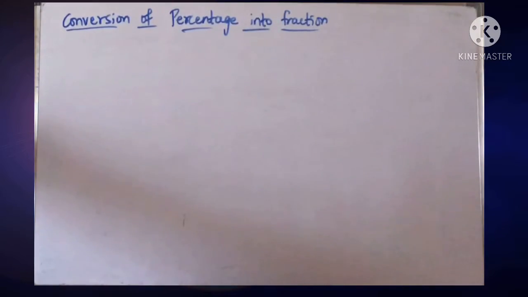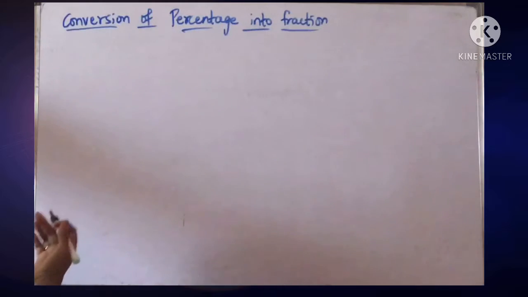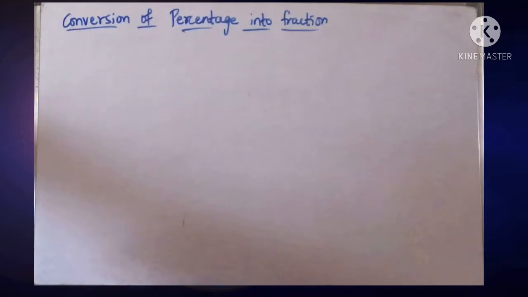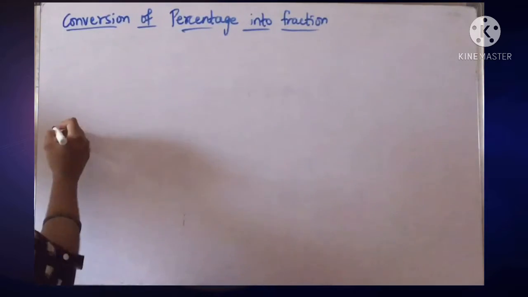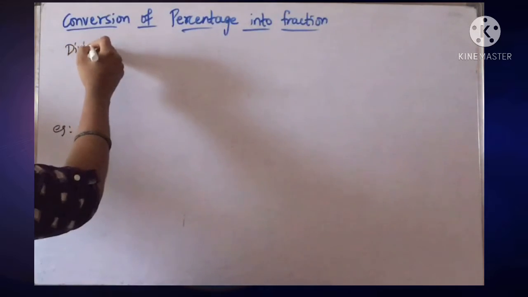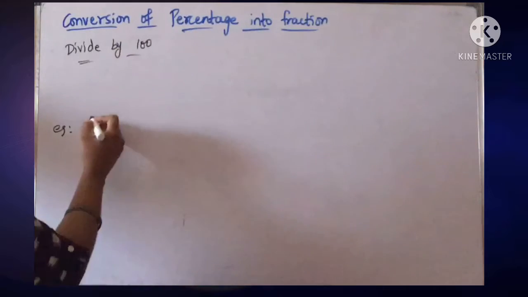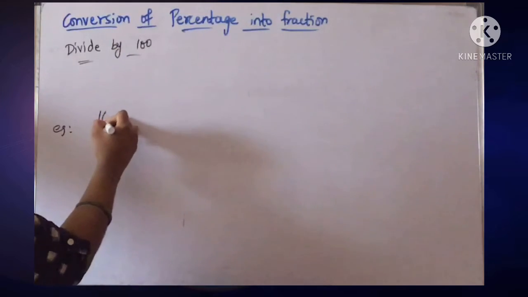Next is conversion of percentage into fraction. So how to convert a percentage into fraction? A given percentage may be expressed as a fraction by dividing the number of the percentage by 100. So divide by 100. Example 1, if you have 16%.